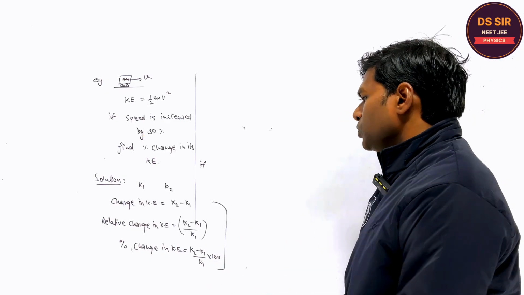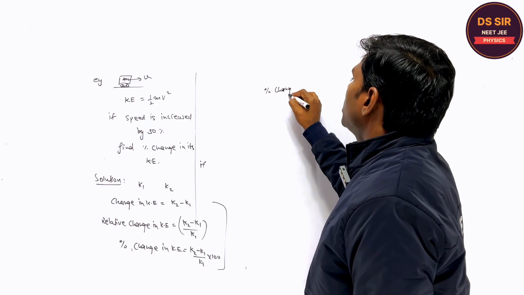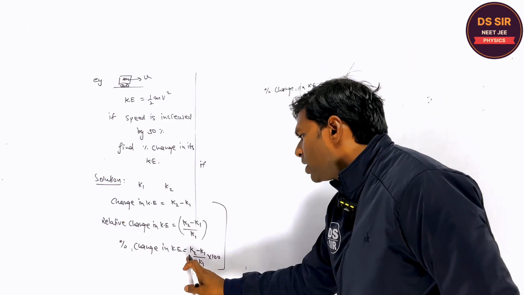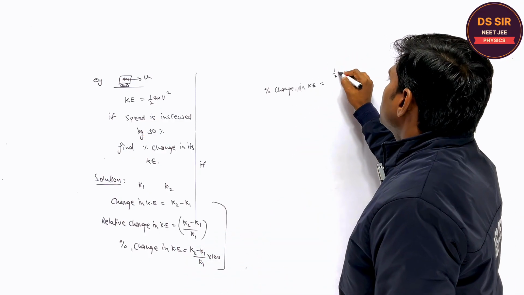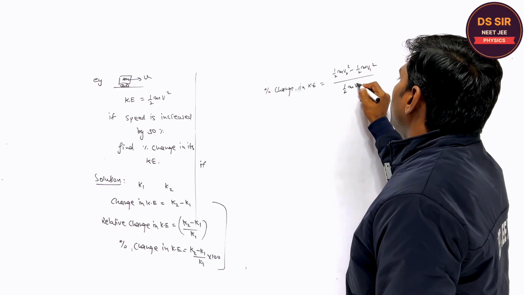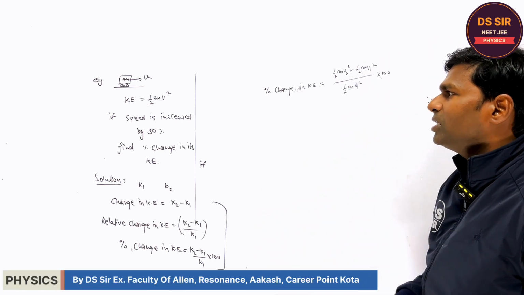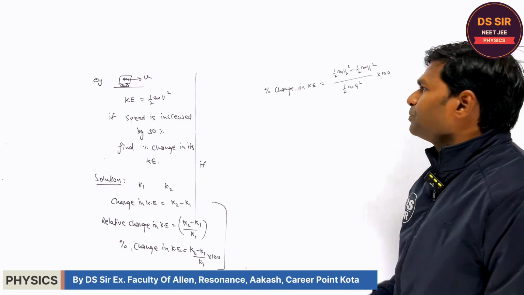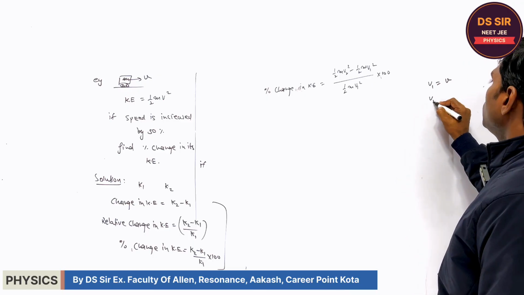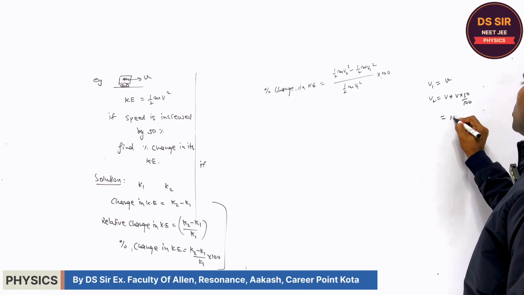You must understand. So what they are asking in the question is the percentage change in its kinetic energy. K2 minus K1 upon K1, that is half m v2 square minus half m v1 square upon half m v1 square into 100. We are going to find the percentage change in the kinetic energy if the speed is increased by 50%. If the initial speed v1 is v, what is the v2 speed? v plus 50% of v, so it is 1.5 v.